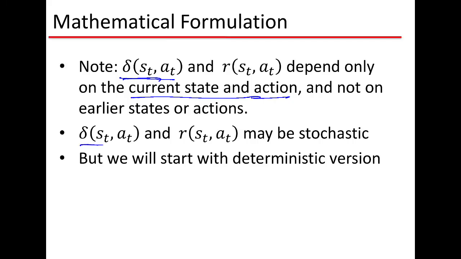We can also model this delta and R as stochastic functions. So there could be, for example, a normally distributed random variable with a mean given by these functions. This could be stochastic as well, but we'll start with the deterministic version. Let's say we know the reward function and we know the next state function also. Let's say these two things are known to the agent. Now, how would we choose the best policy?